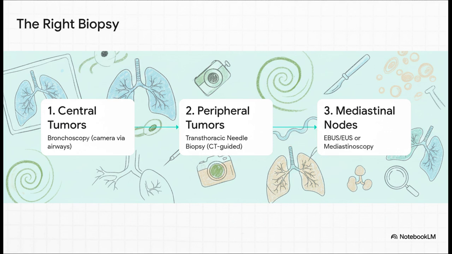For central tumors, we're talking about a bronchoscopy, sending a camera down the airways. For tumors out on the edges, a transthoracic needle biopsy guided by CT is the way to go. And for those tricky mediastinal nodes, we have specialized procedures like EBUS or EUS. It's all about choosing the right tool for the right spot.